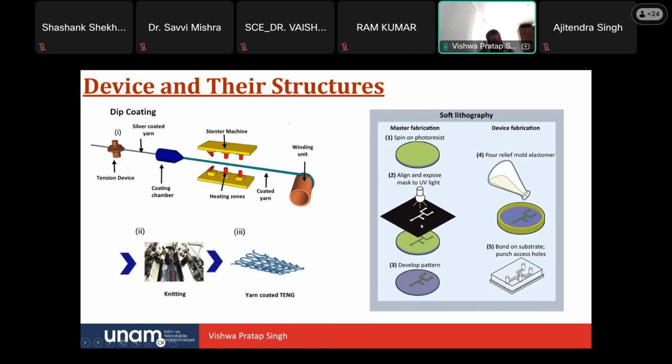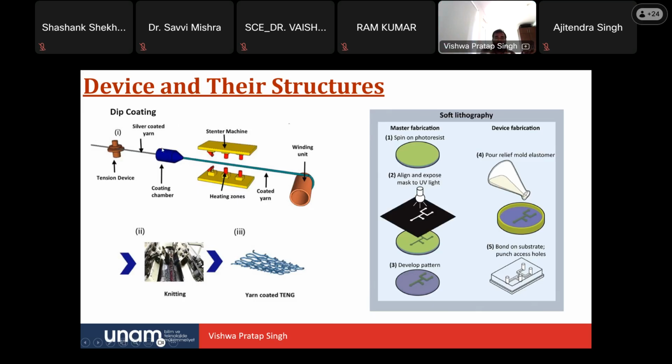Another method of getting this is soft lithography. Like they use a substrate over which they have this photoresist material, and they use UV light, and they can print different structures. So again, this is also a planar kind of structure, and our main purpose was not to use this, because we want to make a yarn.